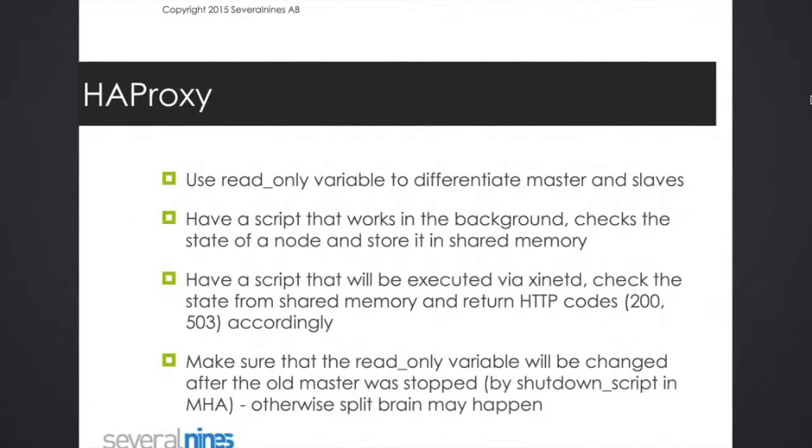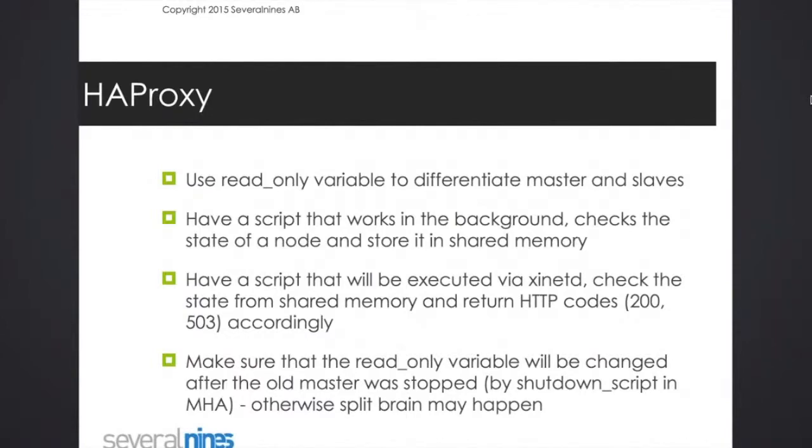This, combined with multiple backends in the HAProxy configuration, is something we can use to actually implement some kind of logic. Usually we have two backends, one for reads and one for writes. They check different ports on the database side. We have multiple xinetd services listening on those ports, and those services return the codes as needed.